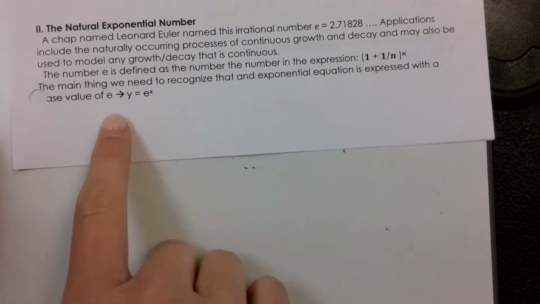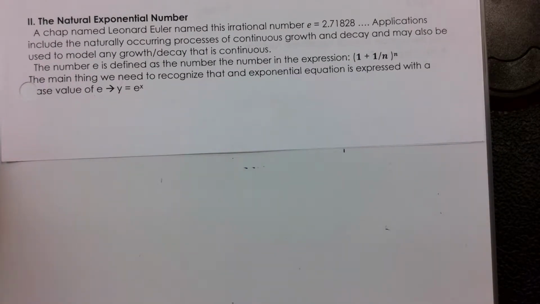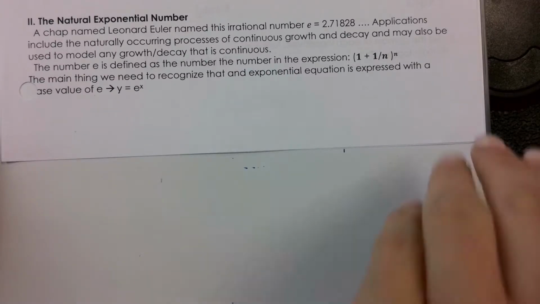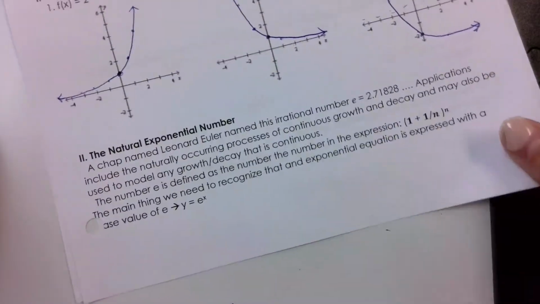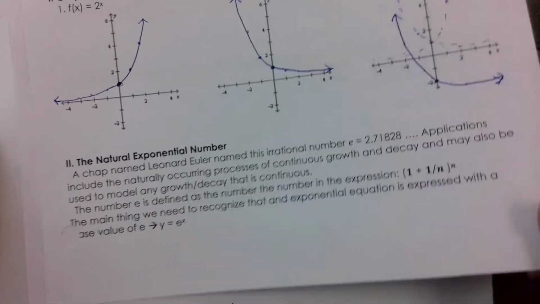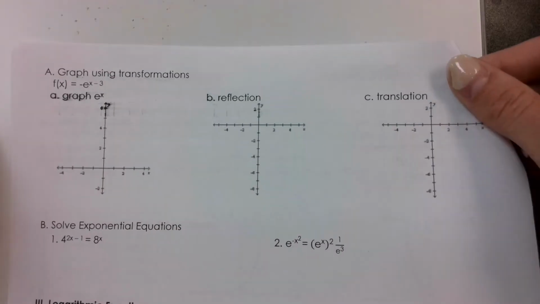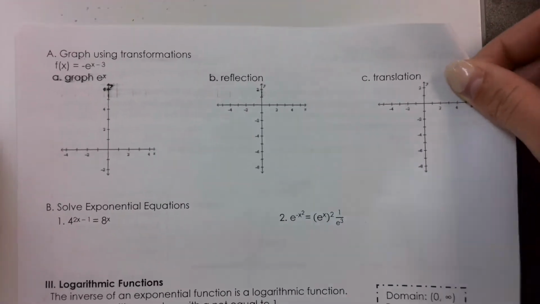So if you start reading that next section down there, it starts talking about Euler. This chap named Euler. Just know that I didn't write that. I just copied this out of y'all's textbook. So it's a bunch of stuff that tells you how we get e. Are y'all familiar with e? Is that something that we've seen before?